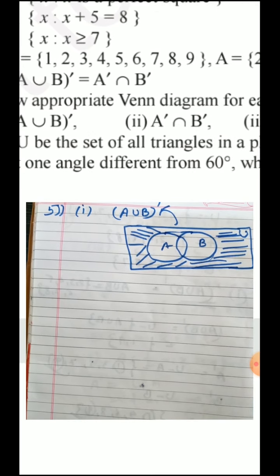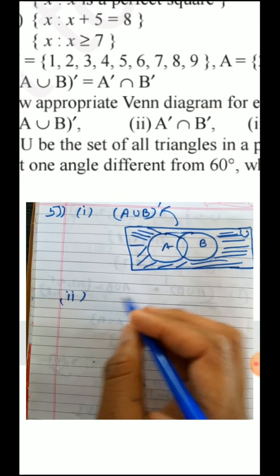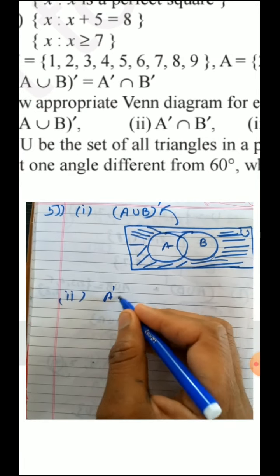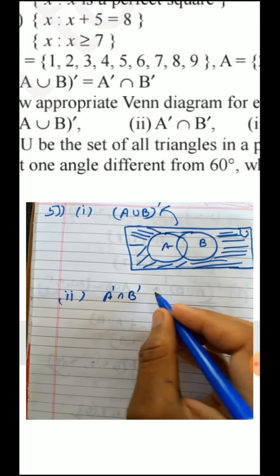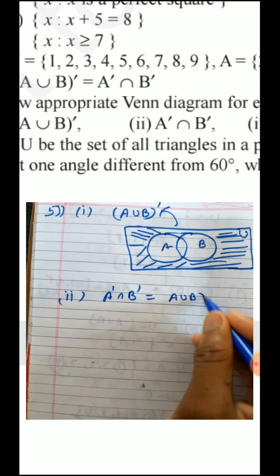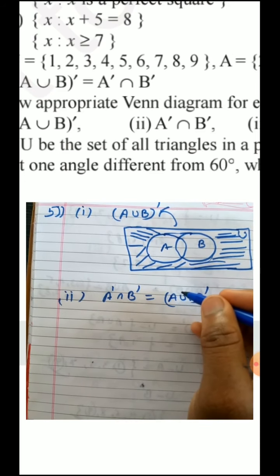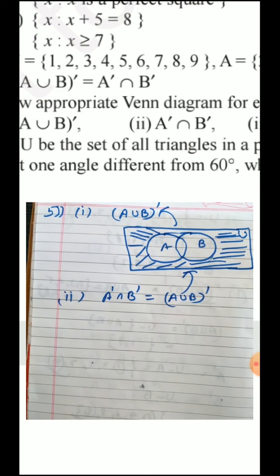The second one, A' intersection B'. By De Morgan's law, A' intersection B' equals (A union B)'. Therefore both have the same Venn diagram.